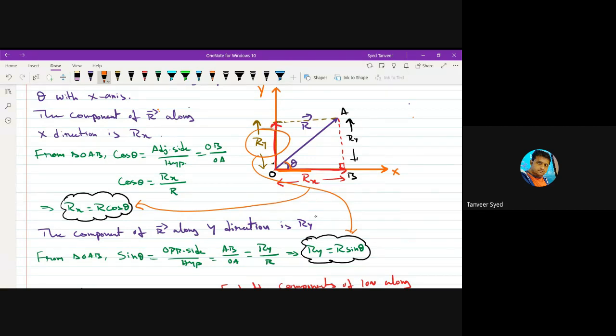A shortcut to remember which component will be cos and which will be sine is to remember that the component which is attached to the given angle theta will be cos, and the other component which is not attached to the given angle theta will be sine.